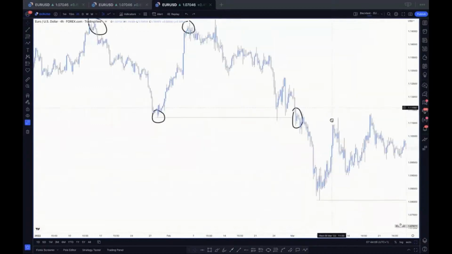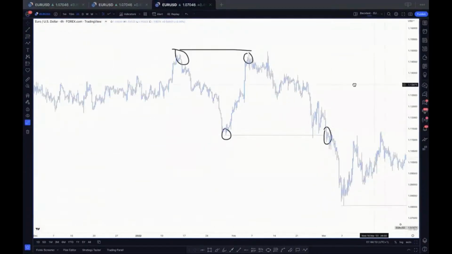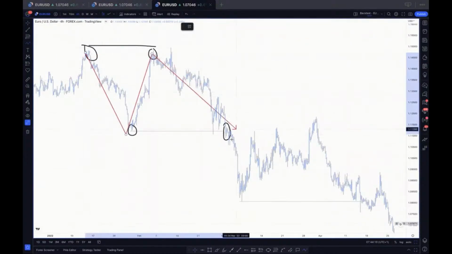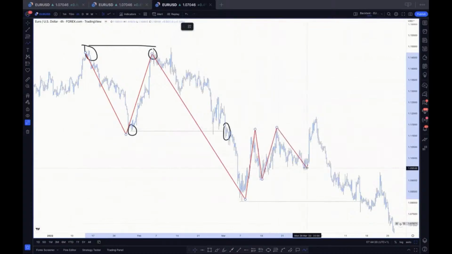Sorry. Let me put this in perspective. So let's draw this again. So this came down here, moved back up, failed to break this high, and then here it broke structure convincingly. Then it pulled back up a little bit, and then here pulled down, and then was just dancing around here.